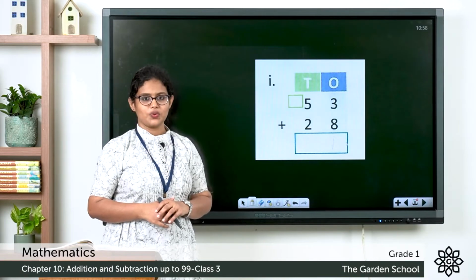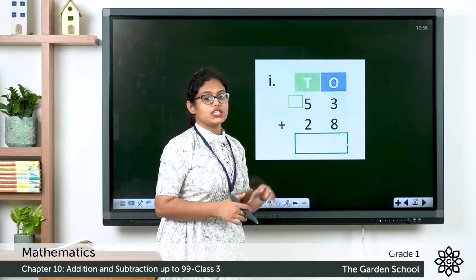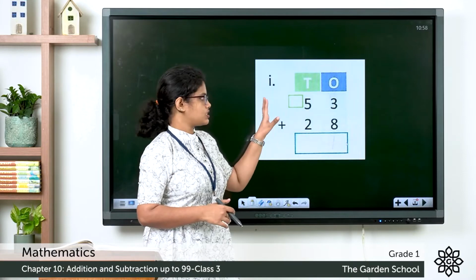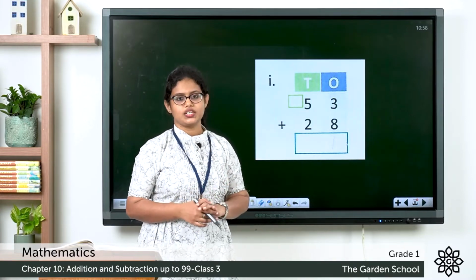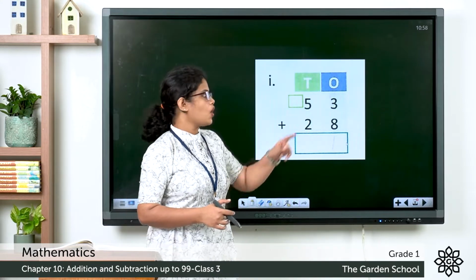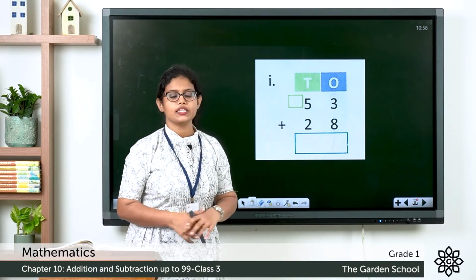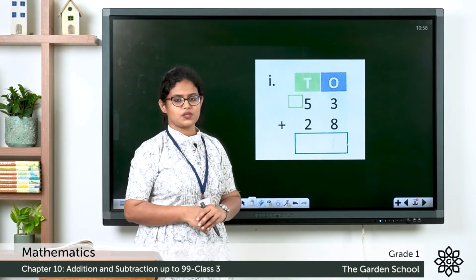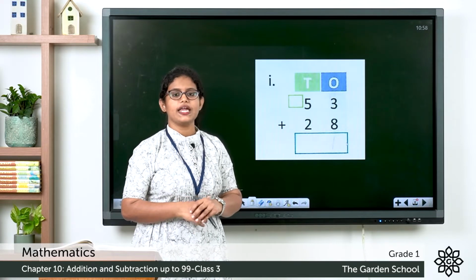Let's do one more. 53 plus 28. See, both are 2-digit numbers. First, what do you need to do? You need to see the ones place. You need to add the ones place first. 3 ones plus 8 ones.